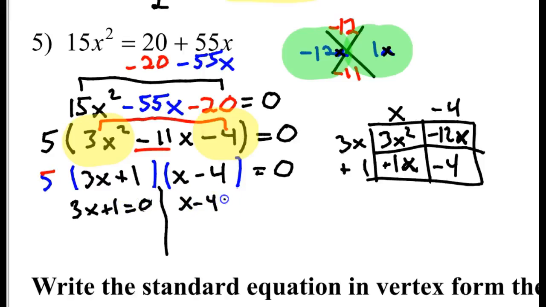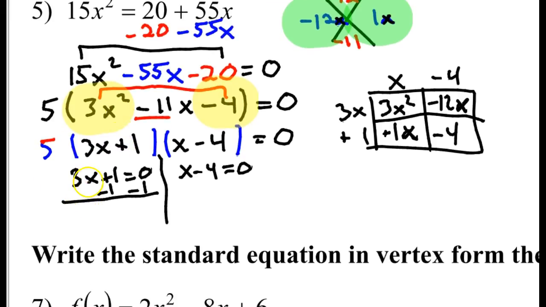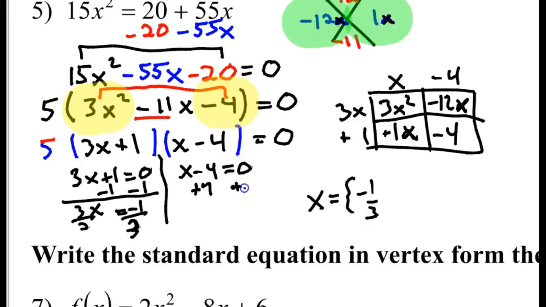Remember, if two things multiply and equal 0, that means either one or both of these equal 0. So that's why we set each one equal to 0. And you notice how I leave off the GCF? You don't have to multiply it back in. You end up with the same answer if you do, so that's why you don't have to. Okay, so I get x is negative 1/3. That's one answer. And then up here, I get positive 4.